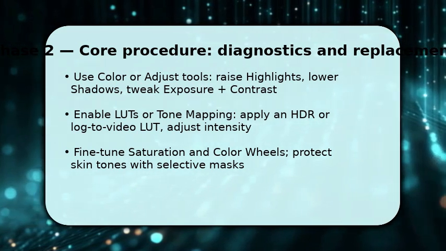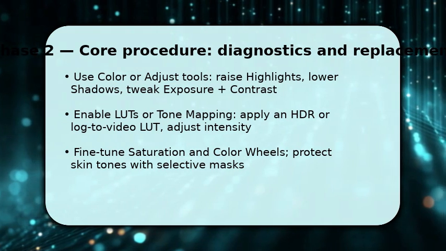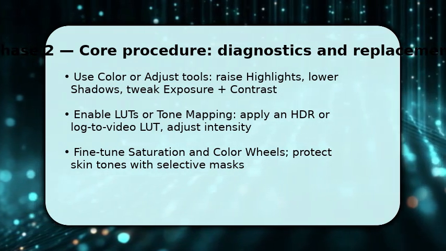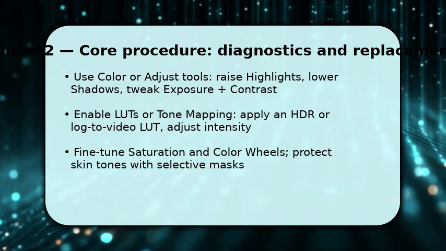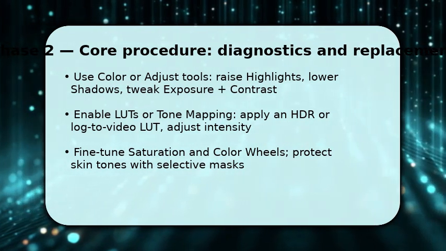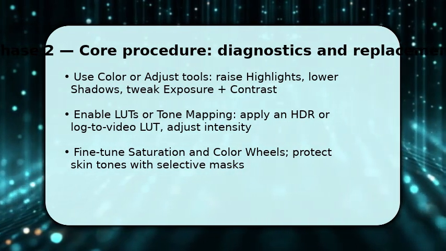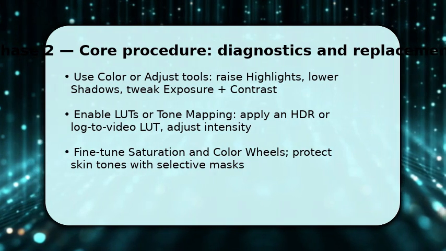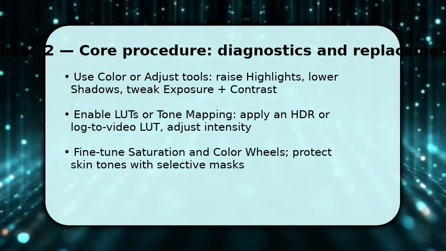Next, apply a log-to-video or HDR LUT and reduce its intensity until it looks natural. This is tone mapping. Once the overall range is set, use saturation and color wheels to bolster color without clipping. If needed, create a mask to protect skin tones and preserve realism.